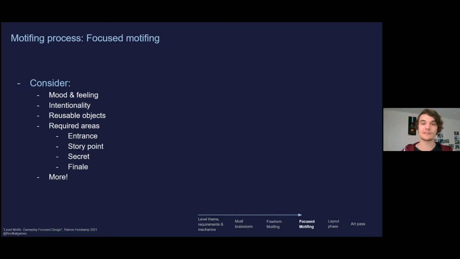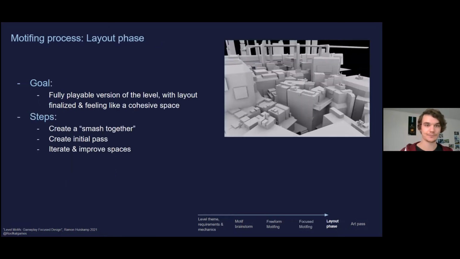Then your level may have some required areas. For example, your entrance needs to have some kind of setup with an overview shot of the level or the entire environment. You may have certain story points, story beats that need to be addressed within the level, and there may be secrets or a final moment that you end the level on, some epic, get to the helicopter type of scenario. You need to make sure that you've got at least ideas for all of these so that you have all of the content that your level actually needs.